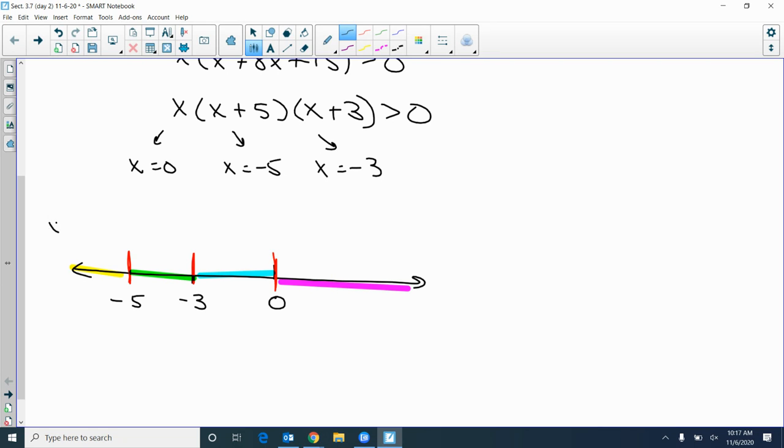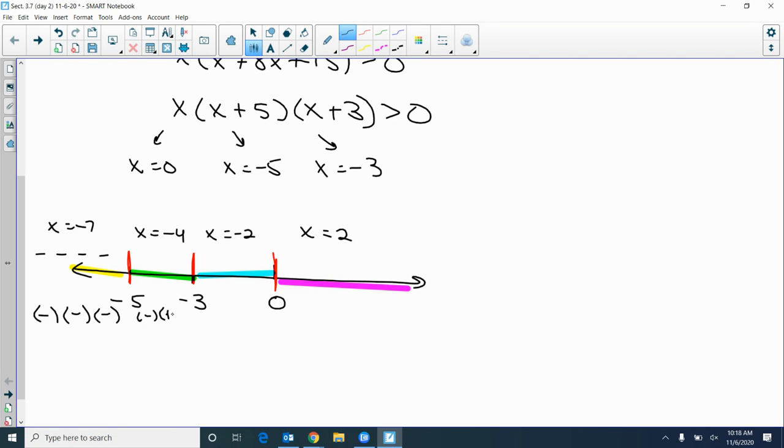Now I'm going to pick -7, -4, -2, and 2, and then plug those in. I'm just going to do the factored form. Whatever is out in front, that's -7, so it's going to be a negative. -7 plus 5 is -2, which is a negative, and -7 plus 3 is -4. Multiply those all together, they're going to be negative. How about -4?